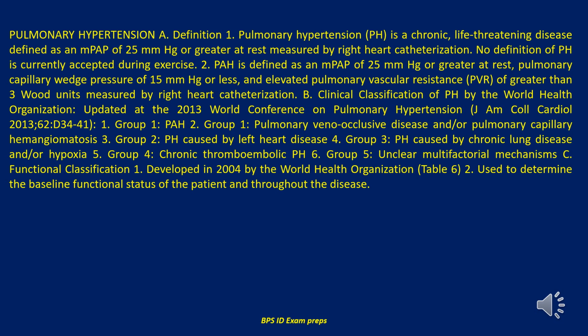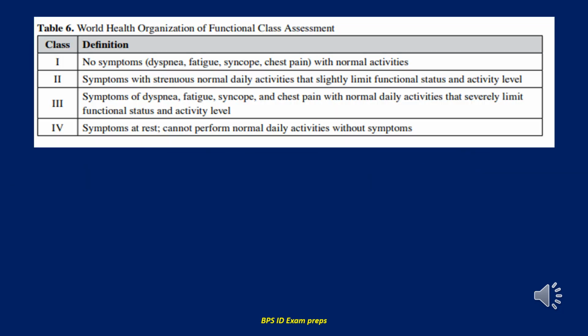C. Regarding functional classification. 1. It was developed in 2004 by the World Health Organization, as shown in Table 6.2. It is used to determine the baseline functional status of the patient and throughout the disease. Pause the video and carefully scrutinize Table 6 summarizing the World Health Organization Functional Class Assessment.